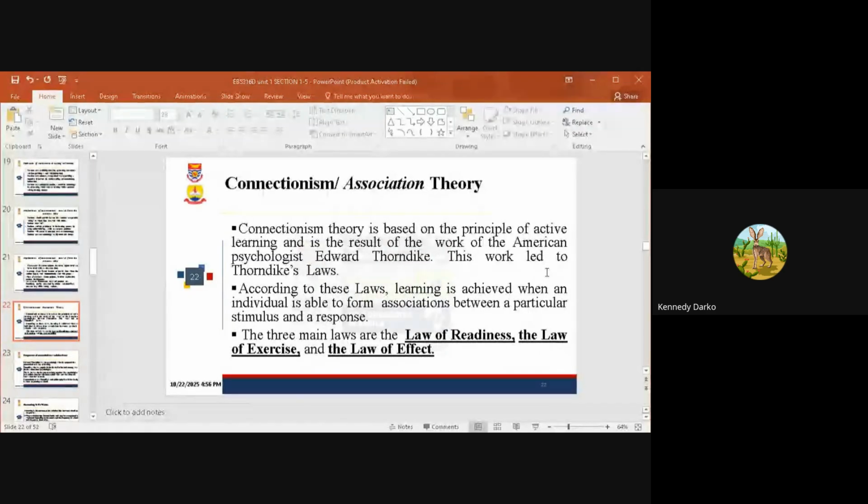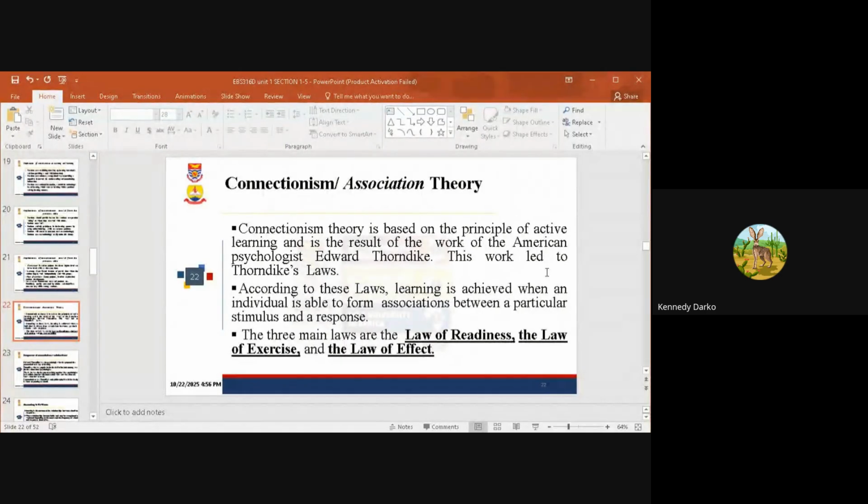Now we have what we call connectionism, which deals with association theory. Connectionism theory is based on the principle of active learning and is the result of the work of the American psychologist Edward Thorndike. This work led to Thorndike's laws. So Thorndike came out with certain laws through his principle and all the research that he made. Now, according to him, these are the laws that we have to go by.